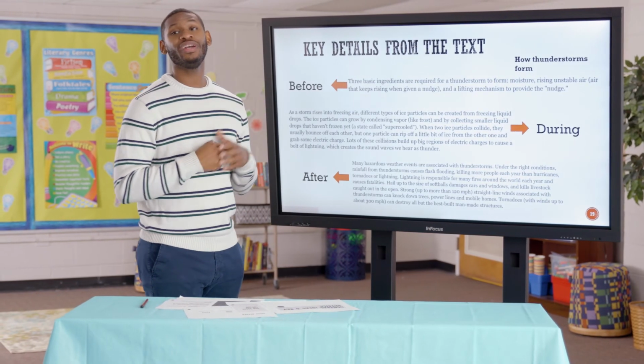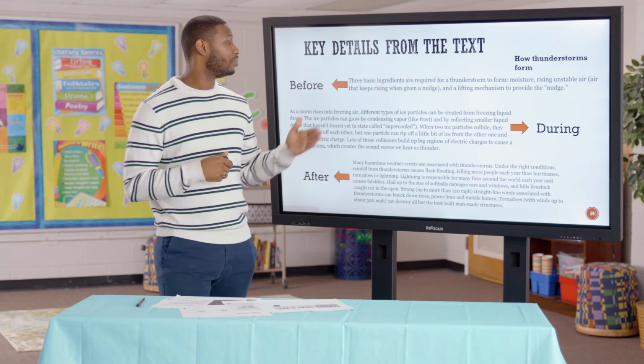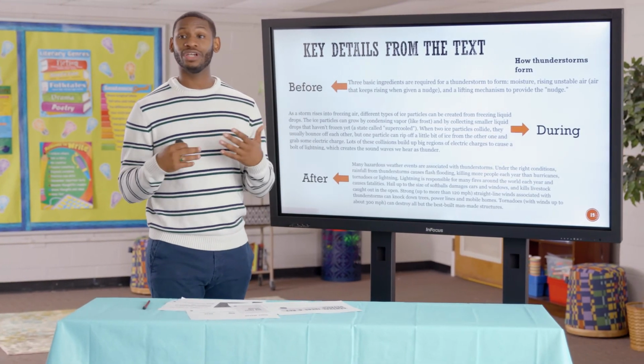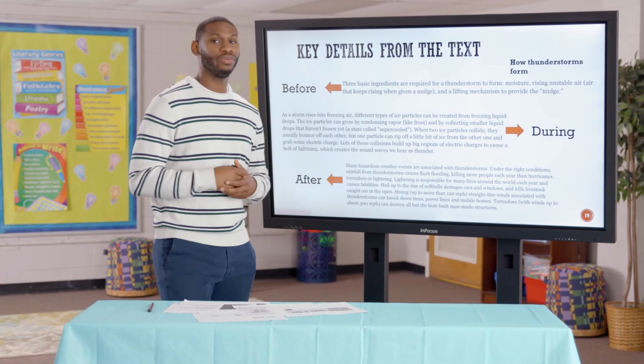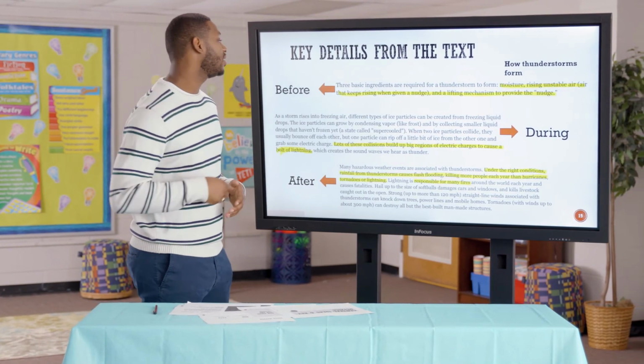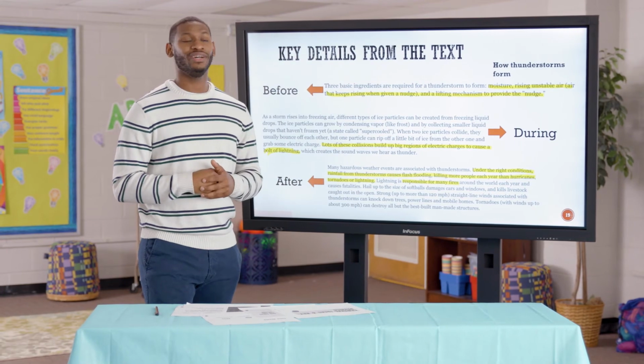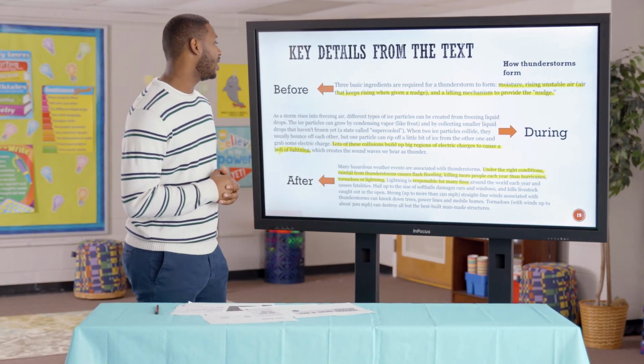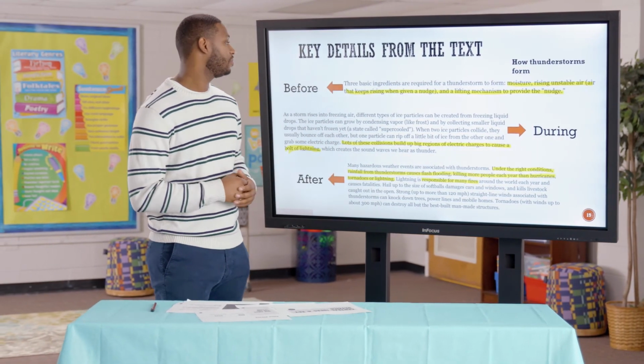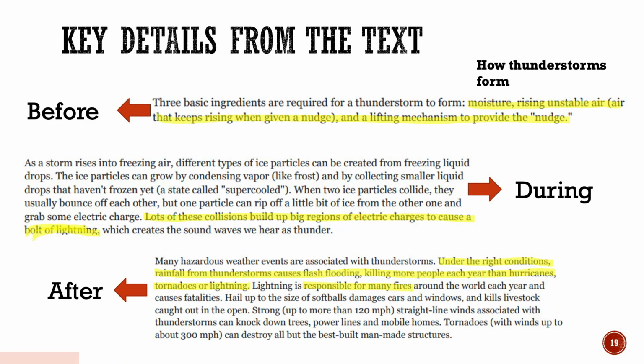So remember earlier in the video, we talked about the before, during, and after worksheet. So that's something that this can actually help you with. Now that's not my main focus, so let's talk about what we're really here to talk about, which is identifying key details. So here's what I found throughout the text, and you may have found this as well, okay? So it talked about moisture, rising, unstable air. It also talked about lots of collisions building up through lightning, and then it gives some more information about lightning and how lightning affects others as well.